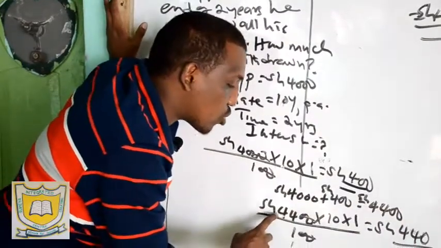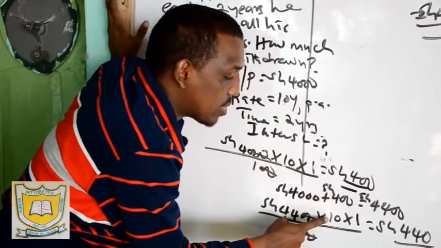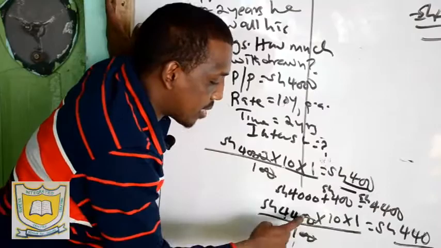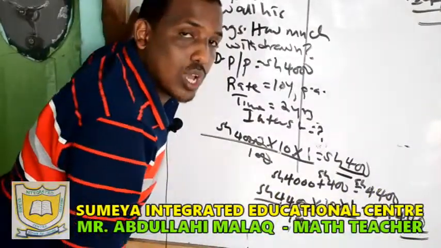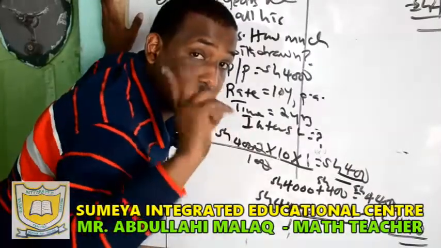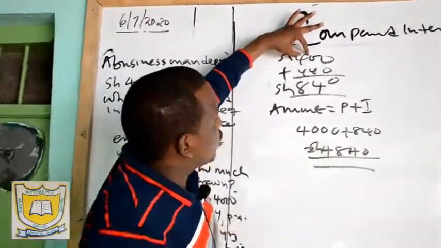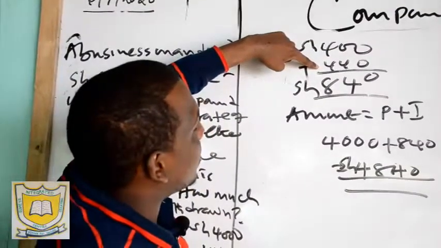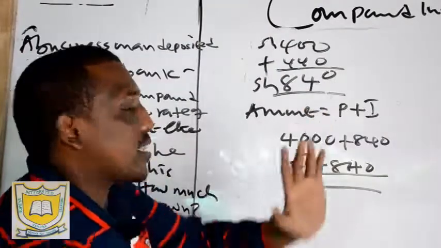The new principal is 4,400 times rate, we are still using the same rate, 10, times 1 for the second year, all over 100. Cancel. 44 times 10, you will get shillings 440. What do we do now to get the compound interest? You add the two interests: the first year interest was shillings 400 plus the second year interest shillings 440. What do you get? Shillings 840. That is the compound interest.